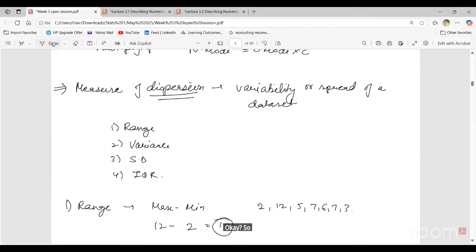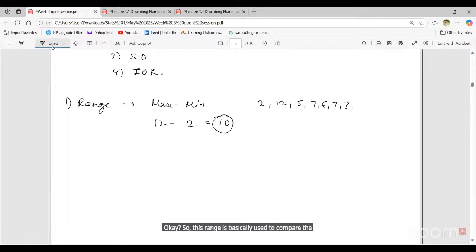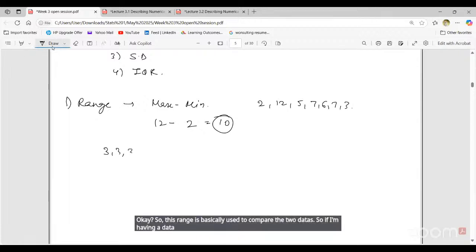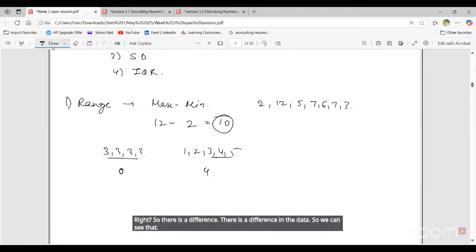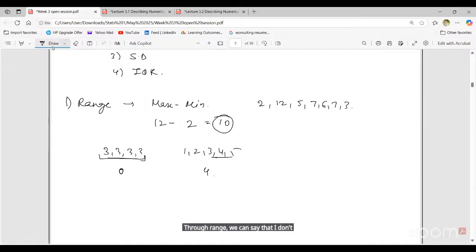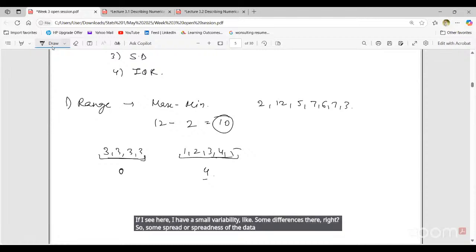This range is basically used to compare two data sets. If I have data like 3, 3, 3, 3, and another like 1, 2, 3, 4, and 5, here my range comes out to be 0, and here my range comes out to be 4. So there is a difference in the data. Through range, we can say that I don't have variability in the first data, but in the second I have a small variability, some spread of the data. So through range, we can calculate the variability of the data set.